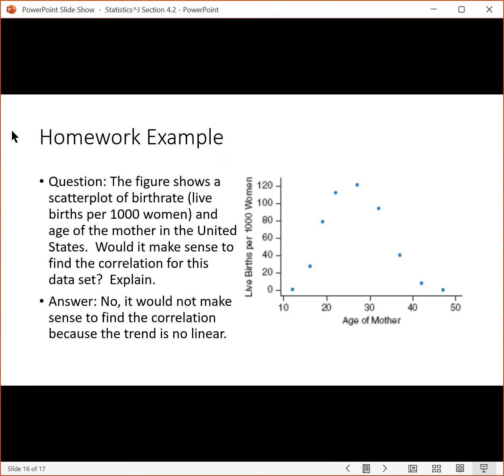Let's look at a couple examples from the homework. The first question: the figure shows a scatter plot of birth rate and age of the mother in the United States. Would it make sense to find the correlation for this data set? Explain. So should we find the correlation coefficient for this data set? The answer is no. It would not make sense to find the correlation coefficient because the trend is not linear.